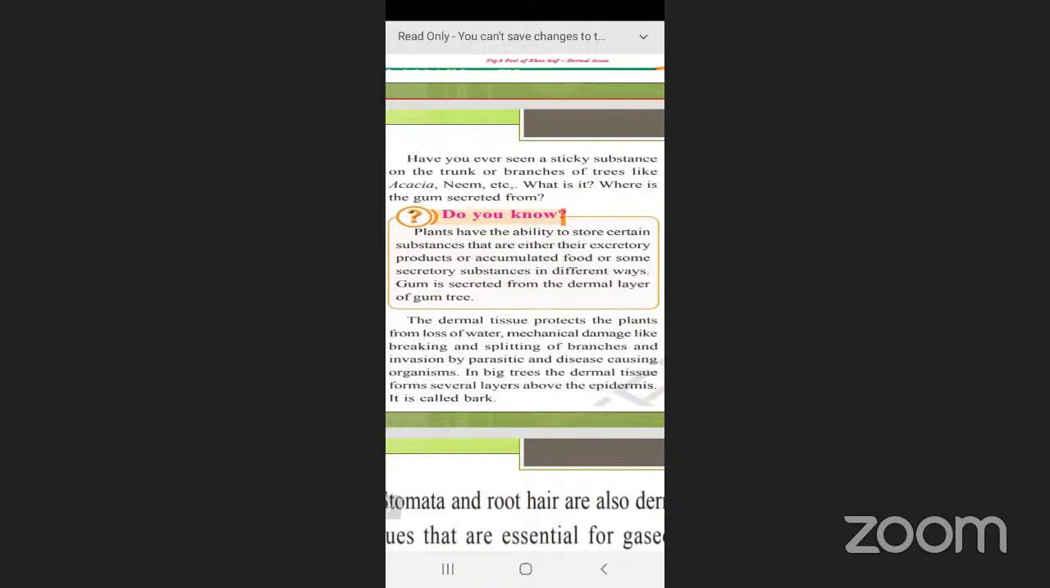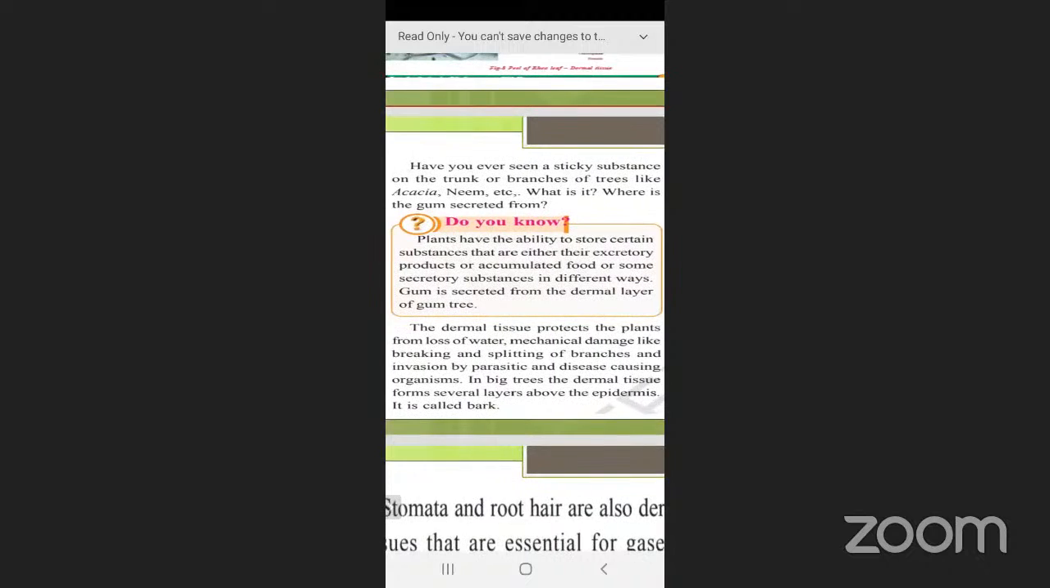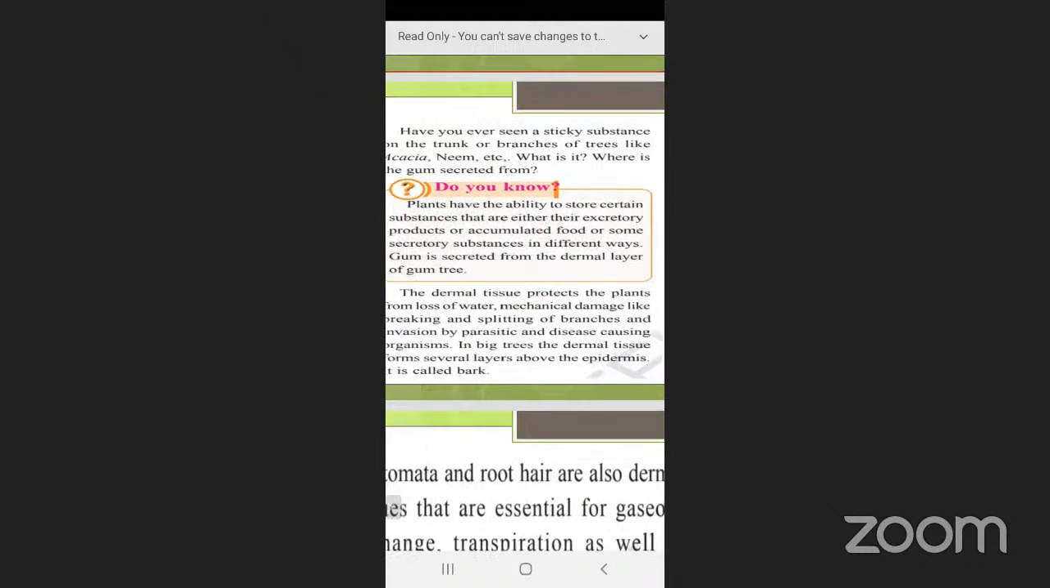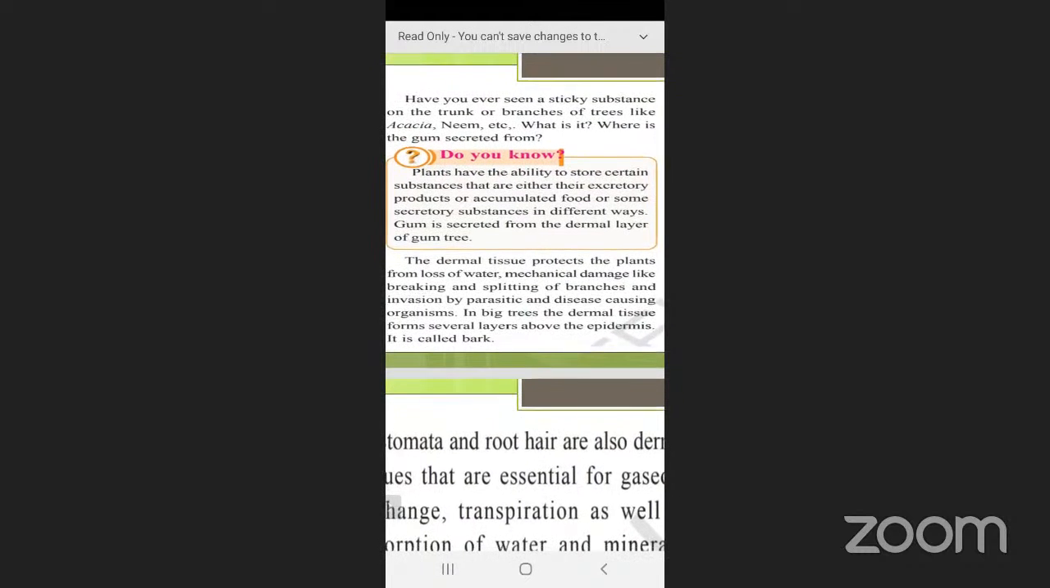So gum is secreted from the dermal layer of a gum tree. Okay, so what is the gum? The plants have the ability to store certain substances that are either their excretory products or accumulated food, or some secretory substances in different ways. So gum is secreted from the dermal layer of a gum tree.